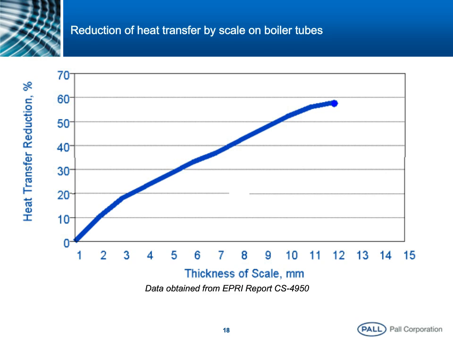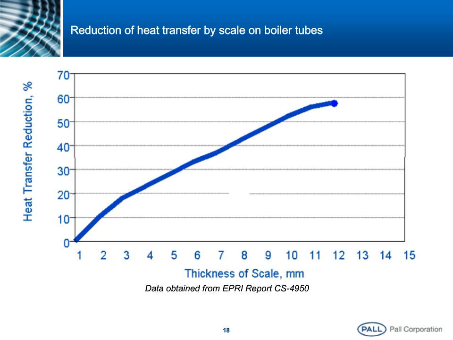Here on the curve, you see some of the numbers and the quantification of this phenomenon. As you increase the thickness of the scale on the inside of the tube, your heat transfer can be reduced all the way, in the extreme cases, to 50%. Now, of course, usually your entire tube is not contaminated the same way. But it's undeniable that as you build up scale in the tube, you'll see the efficiency of the heat exchange go dramatically down.